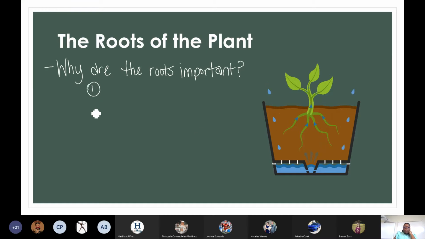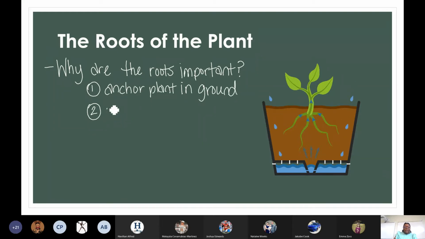And remember, there are two reasons here. Are you writing down your notes like you should be? You'll need them, I promise. So the first reason why roots are so important is because they help to anchor the plant in the ground. And two, they absorb water. Absorb means to soak up.